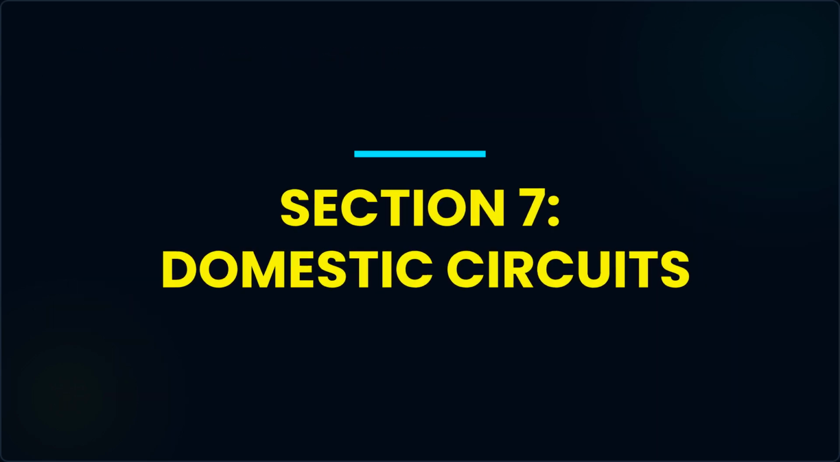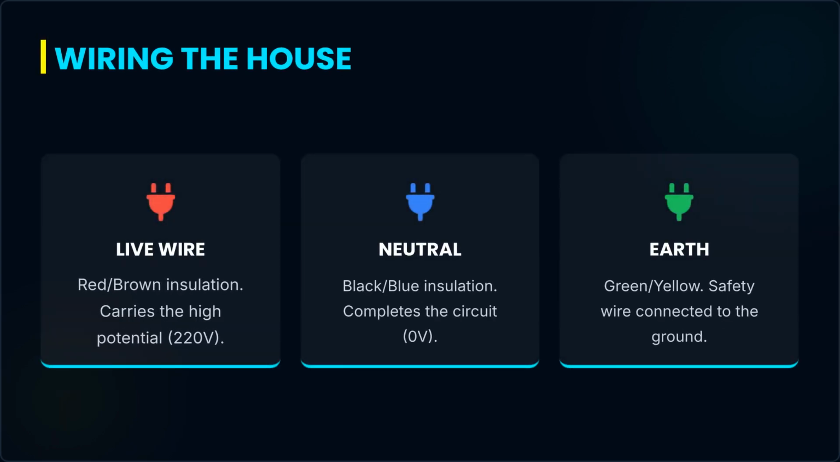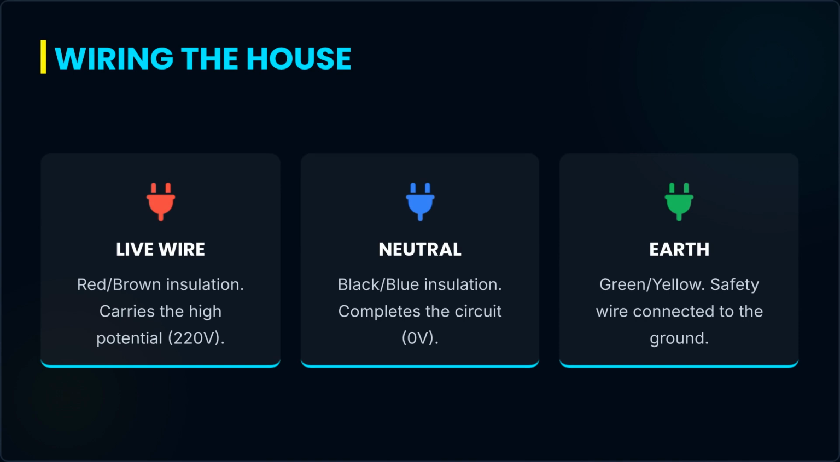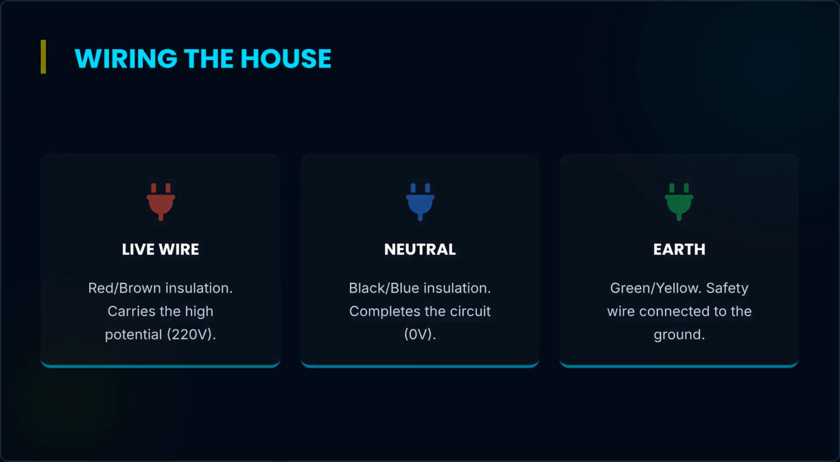Finally, we explore Section 7, Domestic Circuits. Domestic wiring uses 3 wires: the live wire, typically red or brown, carrying 220 volts, the neutral wire, black or blue, completing the circuit at 0 volts, and the earth wire, green or yellow, a safety wire connected to the ground.